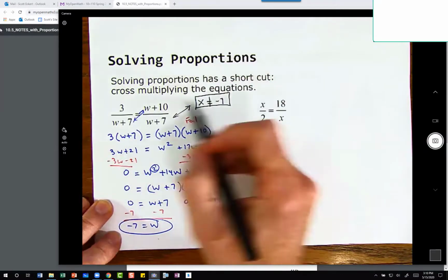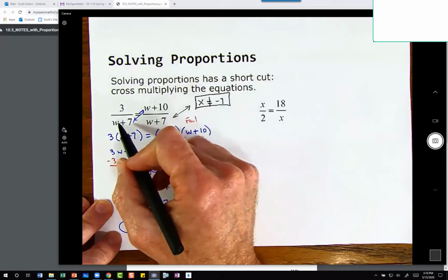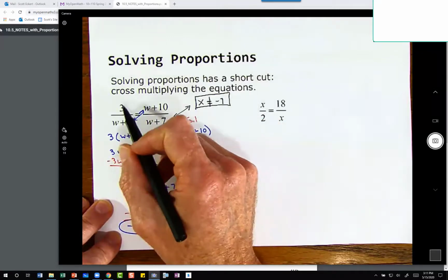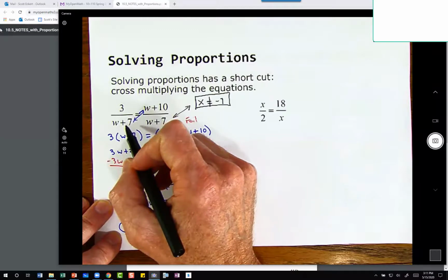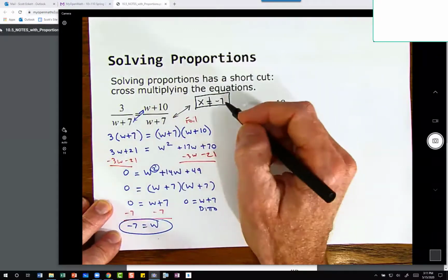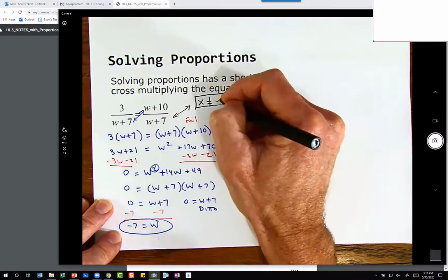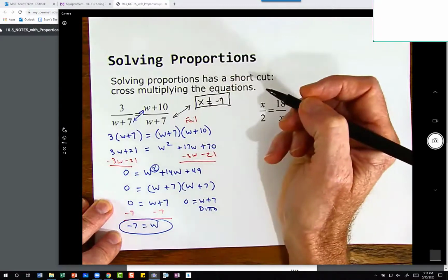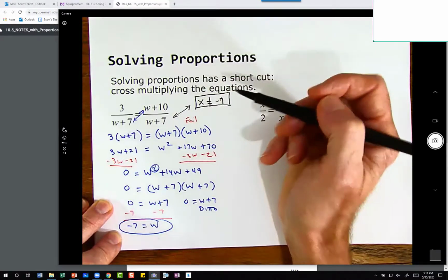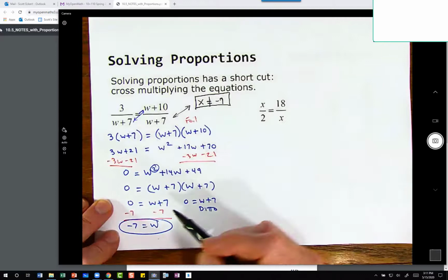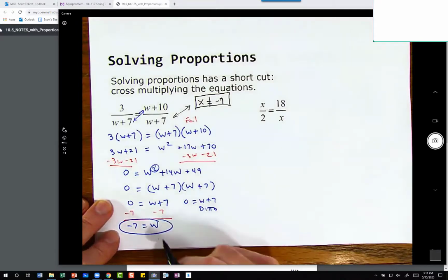If I put -7 here, negative 7 plus 7 is 0. 3 over 0 is undefined. That is a restricted x. It is not allowed in the domain. But wait, I solved it, and it tells me that w equals negative 7. What are we going to make of this?